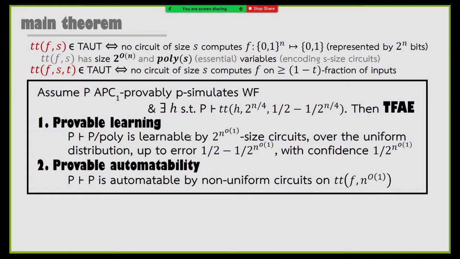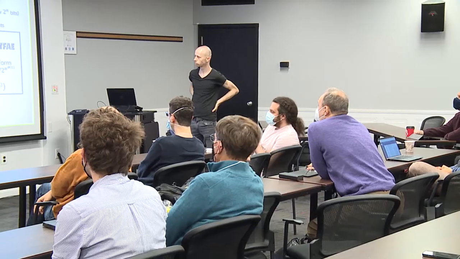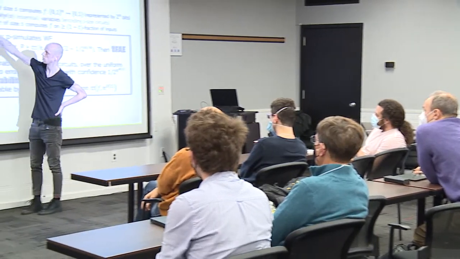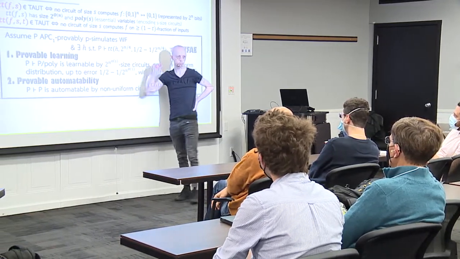In the assumption of this theorem, what does it mean P efficiently proves? So you have a proof of size 2 to the O(n). Oh, that's what I thought. Yeah. Okay.